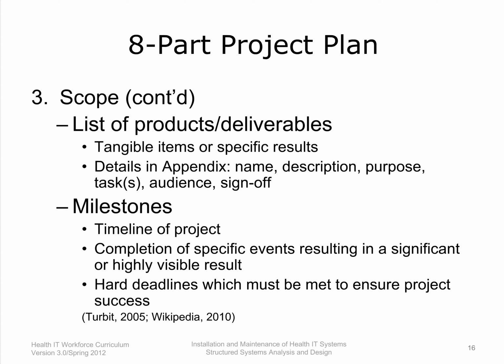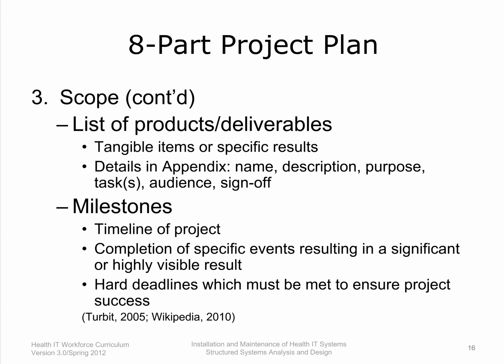Slide 16. The deliverable scope of the project is a complete listing of the products and/or other deliverables expected. These could include tangible items, as well as specific results resulting from the project's completion. Every project plan should have a deliverable scope. It should include a list of these deliverables, oftentimes with more detailed explanations of each deliverable, which may be contained within the project plan's appendix.